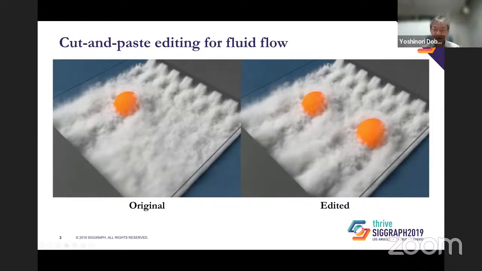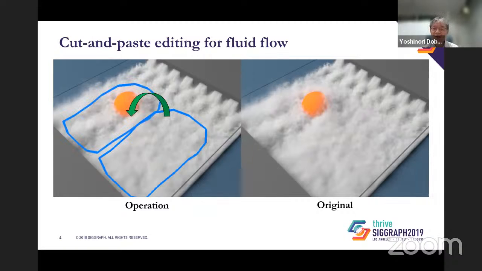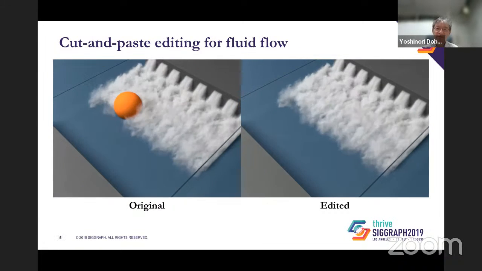In another case, sometimes we want to remove the sphere after the simulation. This is possible with our method by selecting this region and copying it into this region. And here is the result. And this is the animation.